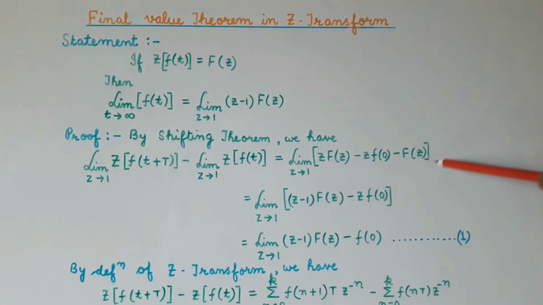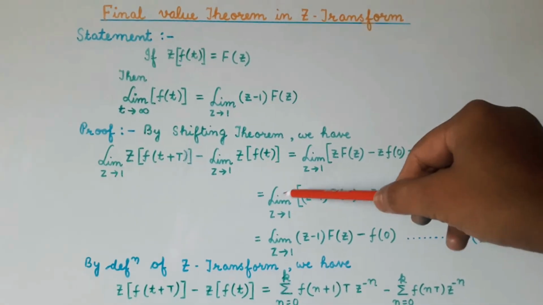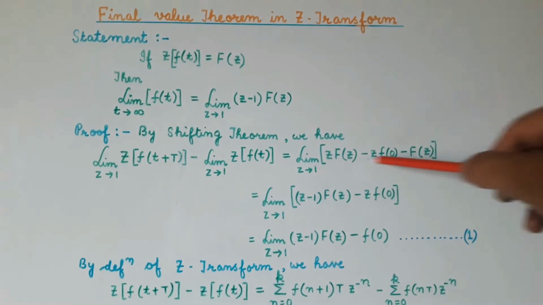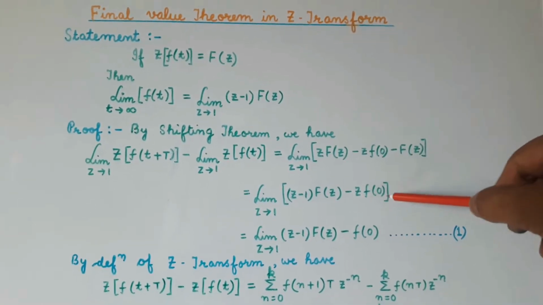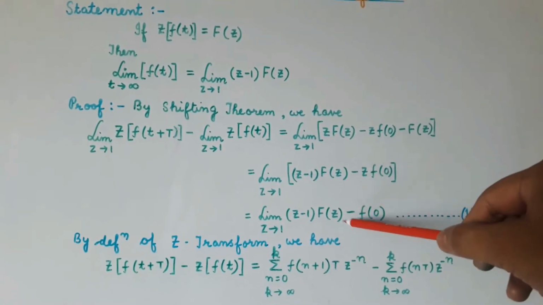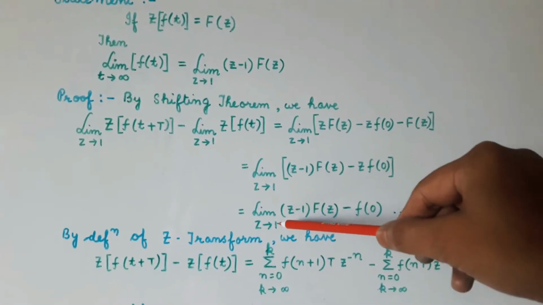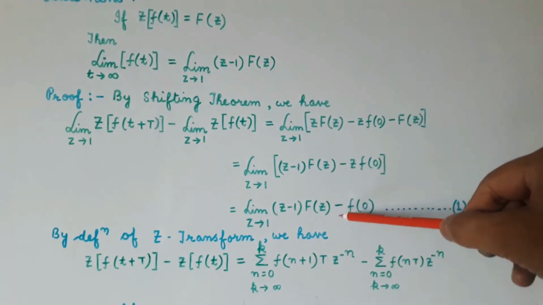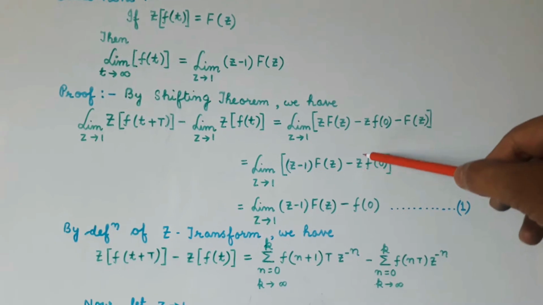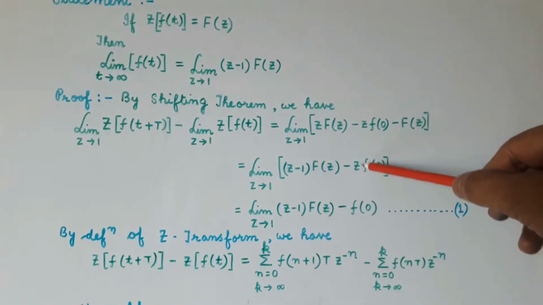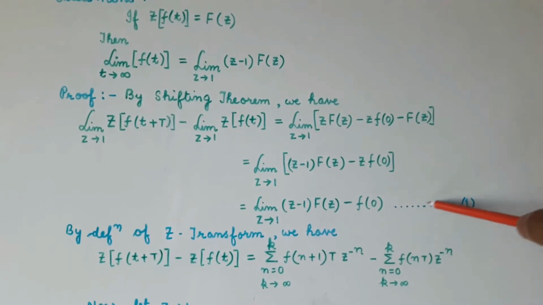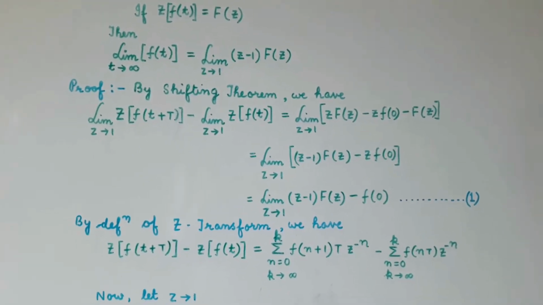So we can simplify this as limit of (z minus 1) times F(z) minus z times f(0) when z tends to 1. So this can be written as limit (z minus 1) times F(z) minus f(0) when z tends to 1. That is, we have substituted the value of z equal to 1 here, so that this comes out to be f(0). Let us suppose that this is equation number 1.